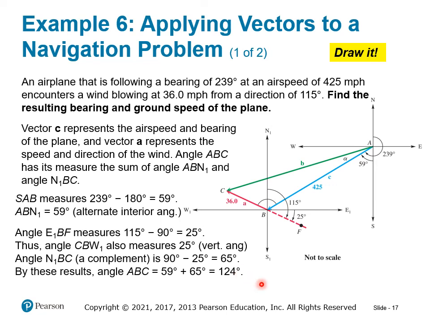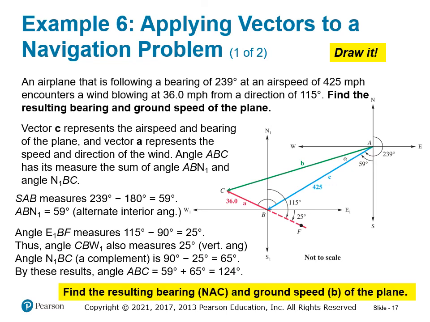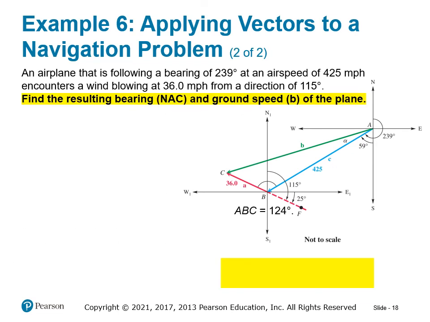You can see how important it is to be able to identify angle measures and how they relate to each other. You might want to go back and look at alternate interior angles and when two parallel lines are crossed by a transversal. So now that we have some of the angles measured out, let's go ahead and find the resulting bearing and AC, as well as the ground speed of the plane.